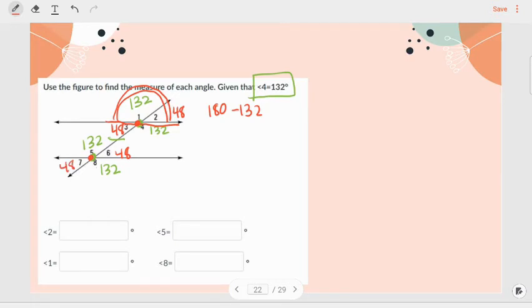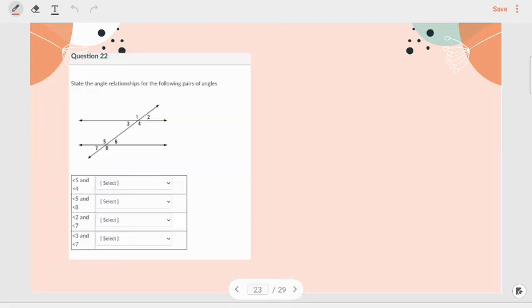And now all I have to do is fill in my angles. So angle 2 is 48, angle 5 is 132, angle 1 is 132, and angle 8 is 132. And you'll notice the similarities. Lots of 132s and a lot of 48s.